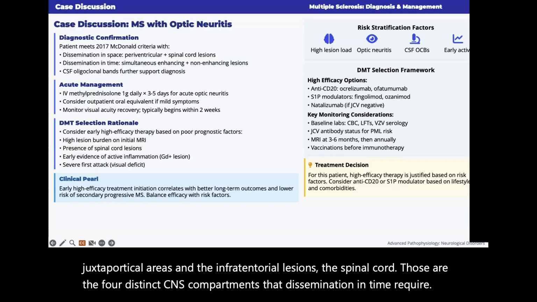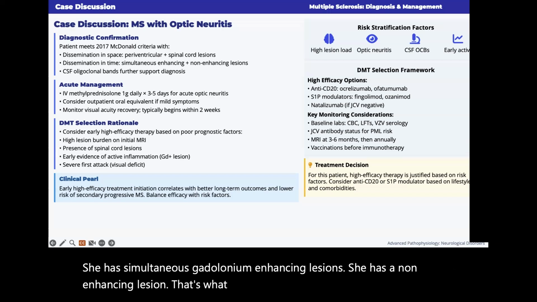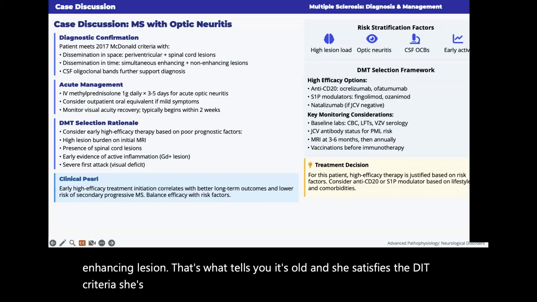She has simultaneous gadolinium enhancing lesions. She has a non-enhancing lesion. That's what tells you it's old. And she satisfies the DIT criteria. She's got CSF oligoclonal bands.